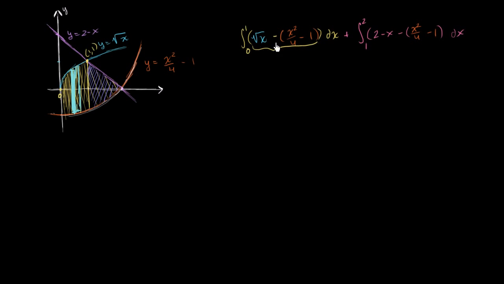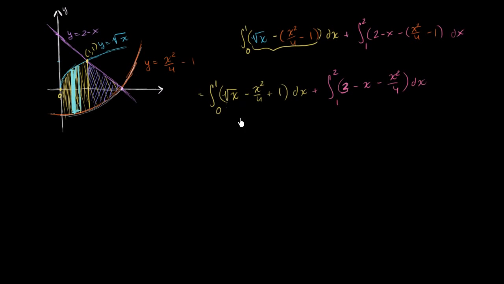So let's first simplify this. This is equal to the definite integral from 0 to 1 of square root of x minus x squared over 4 plus 1 dx. I'm going to write it all in one color now. Plus the definite integral from 1 to 2 of 2 minus x squared over 4, and then subtracting a negative 1 is a positive 1. We could just add it to this 2, and so this 2 just becomes a 3. I said 2 minus negative 1 is 3, dx.